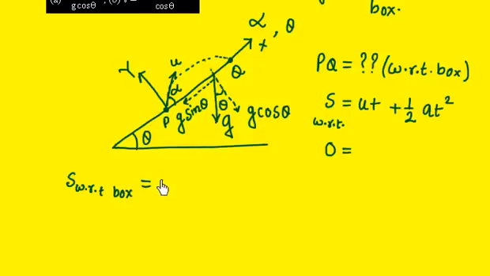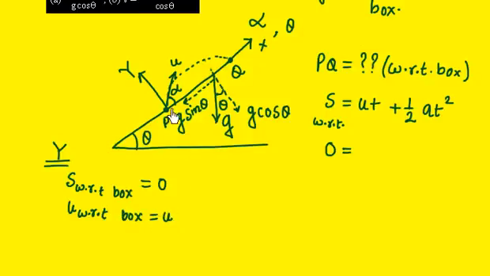This distance is how much? This distance is 0 because in the y direction, I am writing the equation in the y direction, there is no distance traveled. What is the u with respect to the box? So u with respect to the box, that is given in the problem.